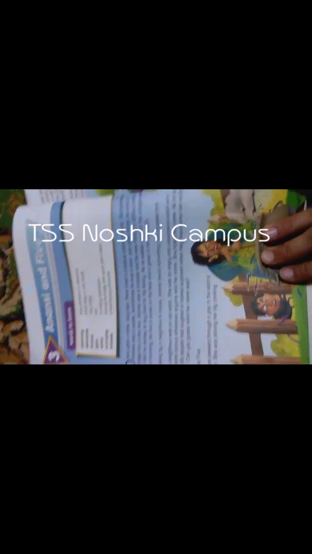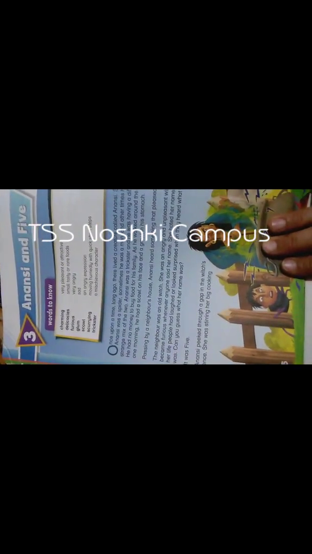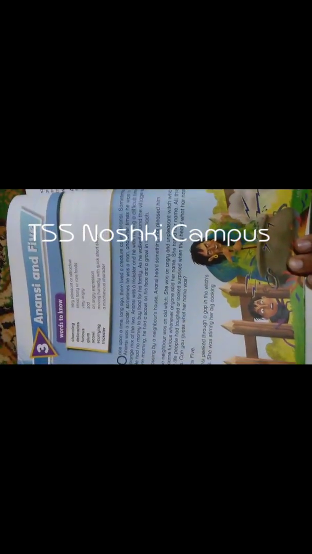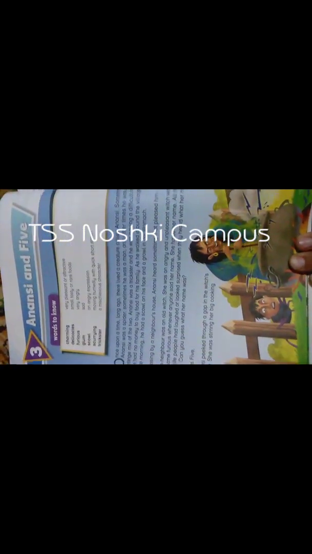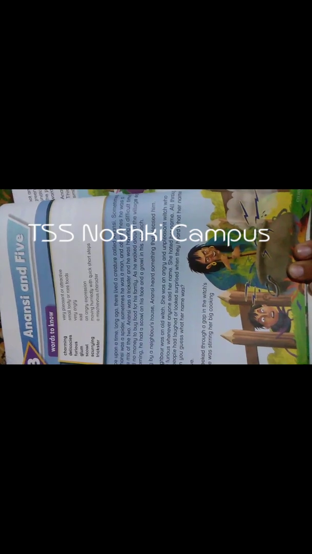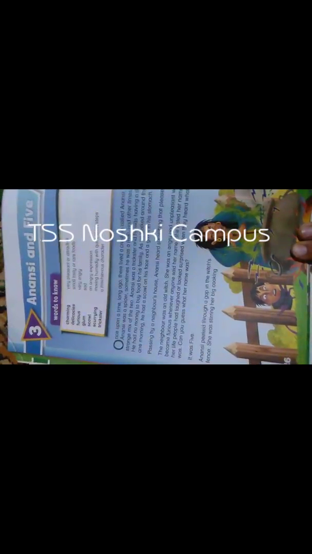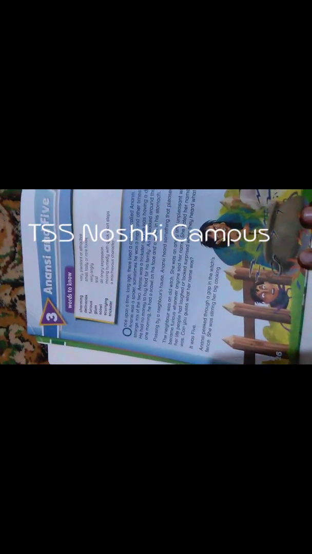The neighbor was an old witch. She was an angry and unpleasant witch who became furious, underlined furious, whenever anyone said her name. She hated her name. All her life people had laughed or looked surprised when they heard what her name was. Can you guess what her name was? It was 5.